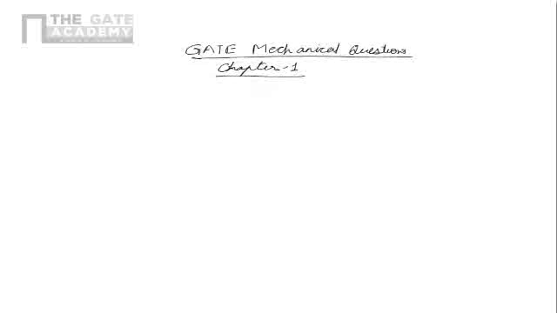So this is chapter 1 of the GATE mechanical engineering booklet. Now let's solve the problems. So the first question is a rod of length L. So question number 1.